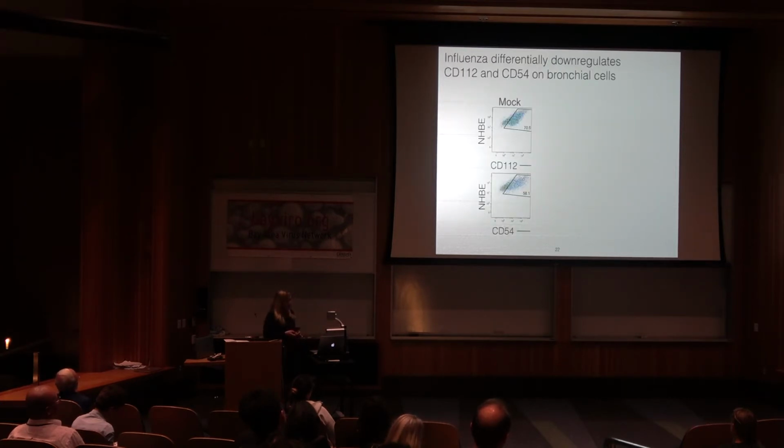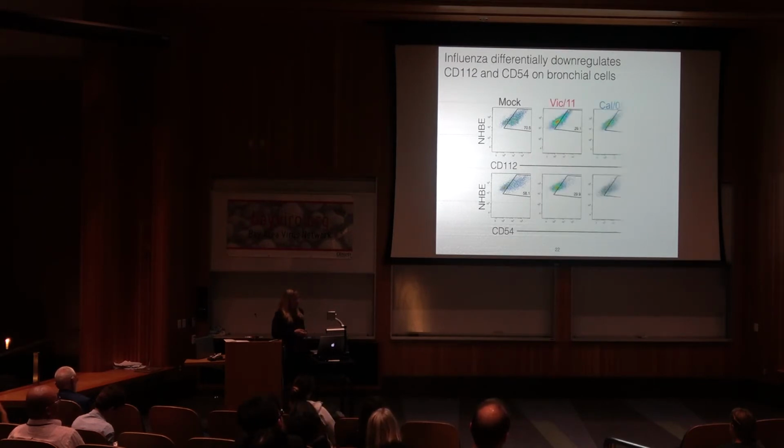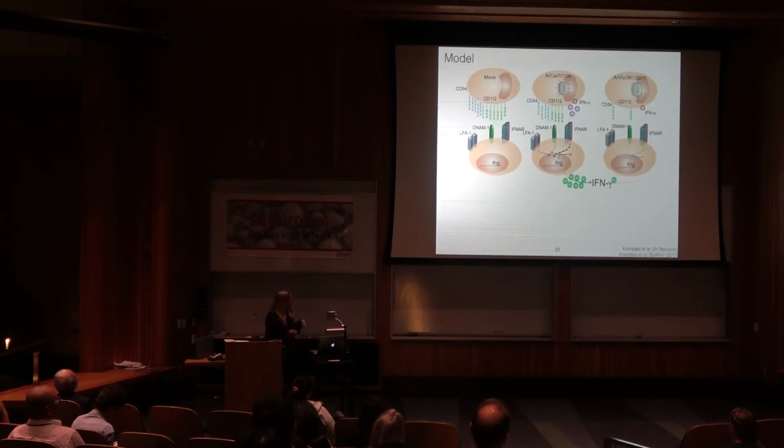And finally, we asked whether this downregulation of these ligands occurs on cell lines derived from normal bronchial tracheal epithelial cells, which are physiologically relevant for influenza. And indeed, both ligands were downregulated, although VIC11 was downregulated to a more robust extent. So now we have this model with differential induction of interferon alpha, and these activating ligands contribute to the magnitude of the NK cell interferon gamma response, although other receptor ligand interactions are almost certainly involved.